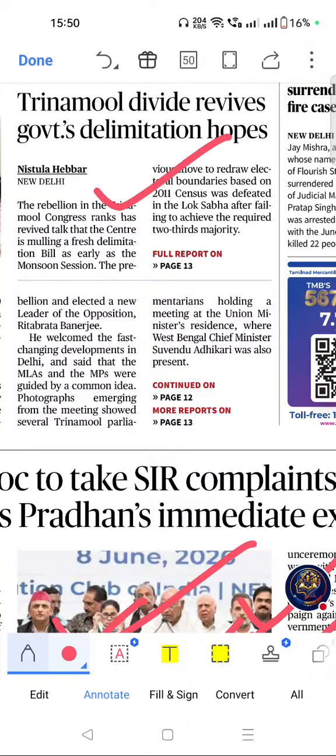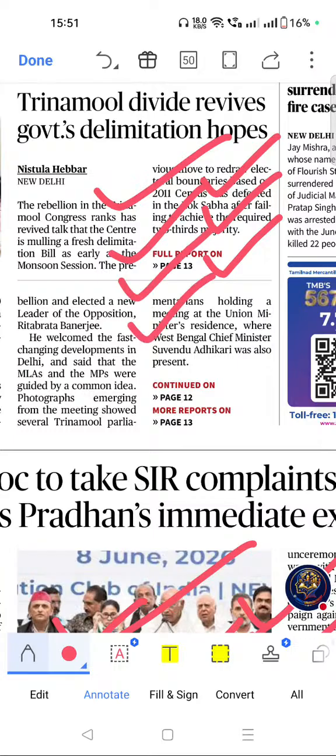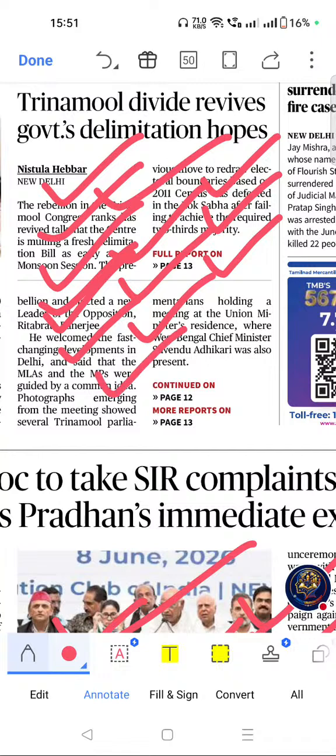Trinamool divide revives government's delimitation hopes. If you see the importance, delimitation is a favorite UPSC topic, directly connected with representation and democracy, and important for constitutional provisions. You will get questions on this topic like the delimitation commission, representation, and constitutional amendments. Key themes are delimitation, census, representation, federalism, and electoral geography. Possible question areas are Article 82, delimitation commission, and census-based representation. Please go through this topic.